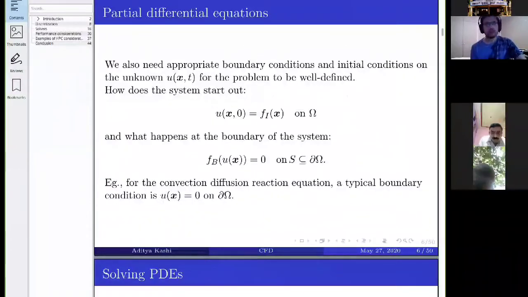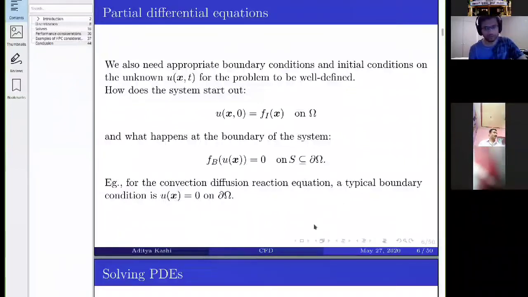So moving on. Also, along with the partial differential equation, we need some initial condition, which is at all points in space, we would need an initial condition at the 0th time. And we would also need boundary conditions. So in general, it is some function of u, and it is some equation given on the boundary of the domain.